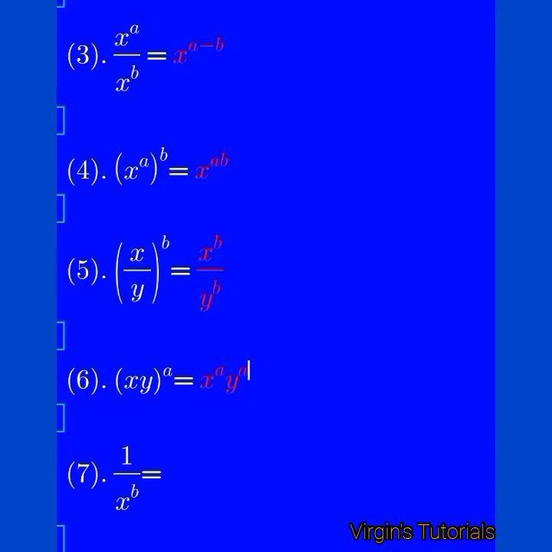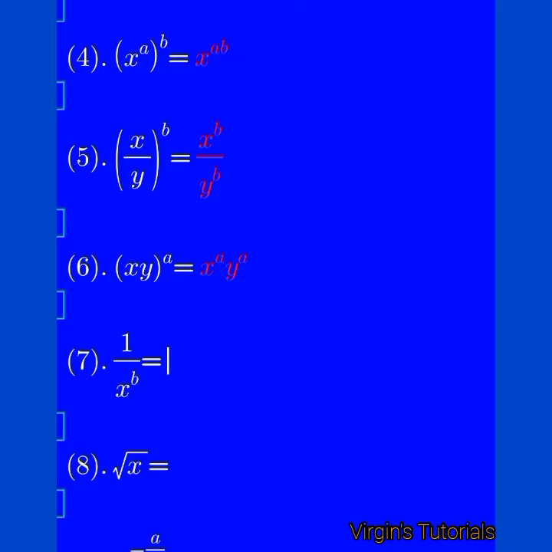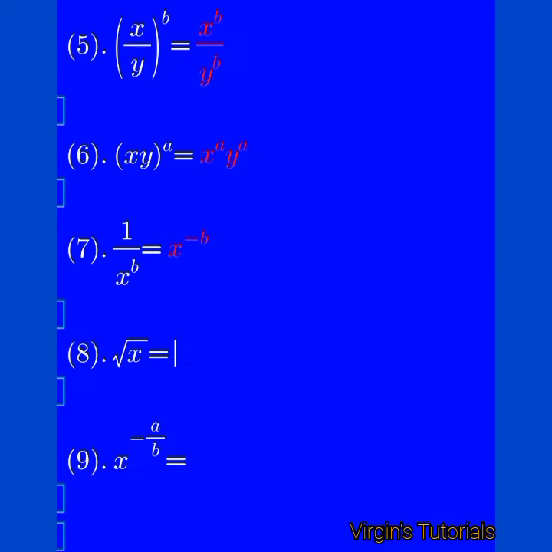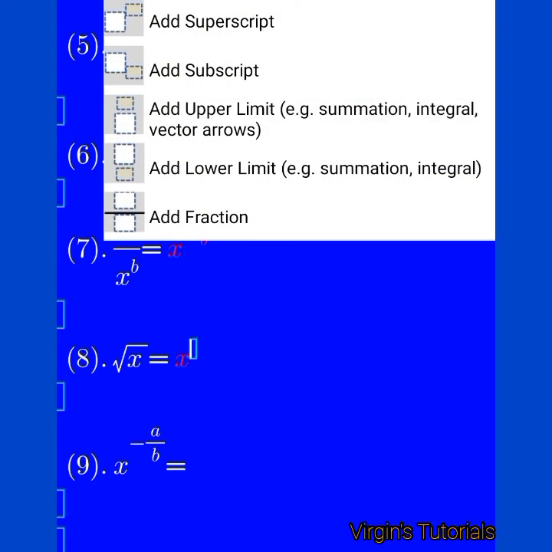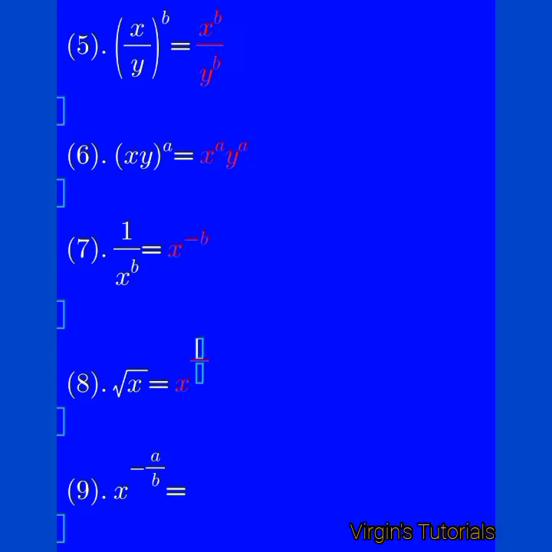Now we have the seventh law, which is the law of inverse. We have 1 over x raised to the power b. It is the same thing as x raised to the power minus b. Now we have the 8th law. The square root of x actually gives us x raised to the power 1 over 2.